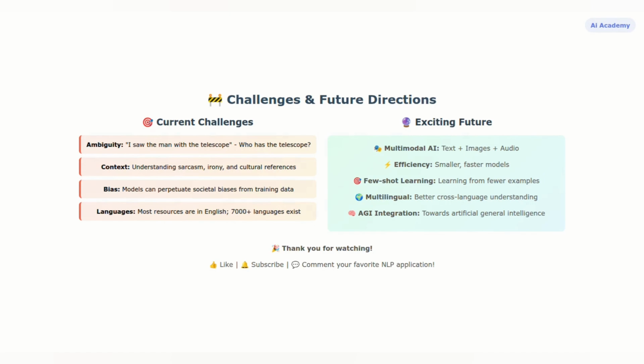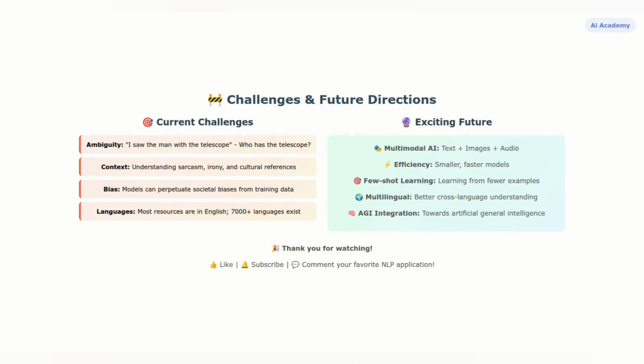Bias and fairness are crucial concerns. Models can perpetuate societal biases present in training data, leading to unfair outcomes. Multilingual and cross-cultural understanding is challenging, as most resources are available in English.